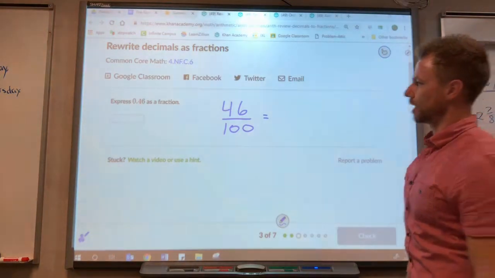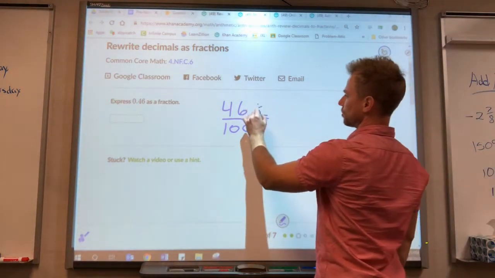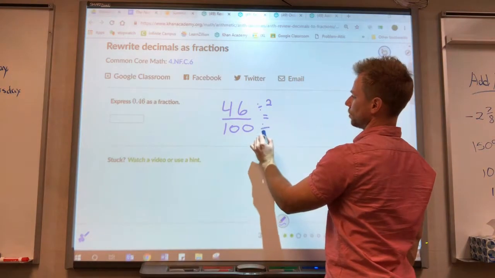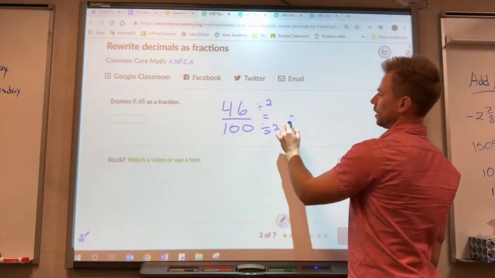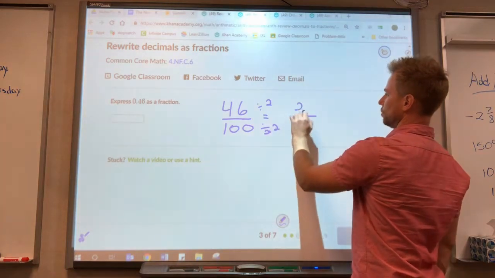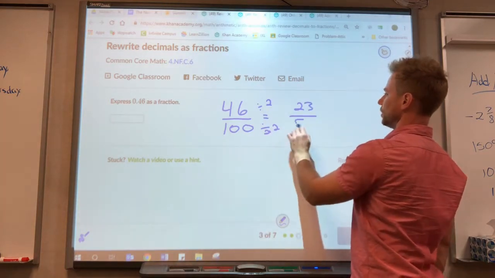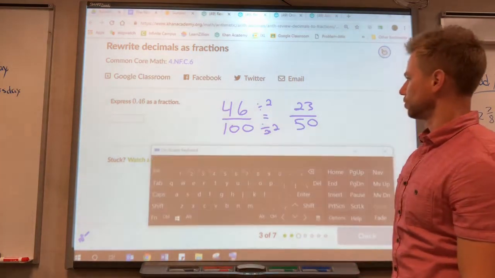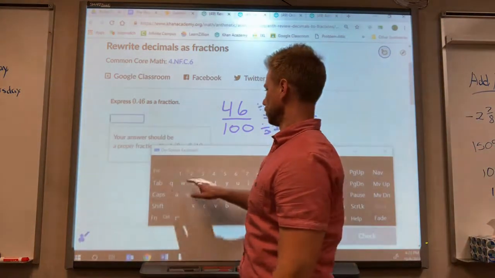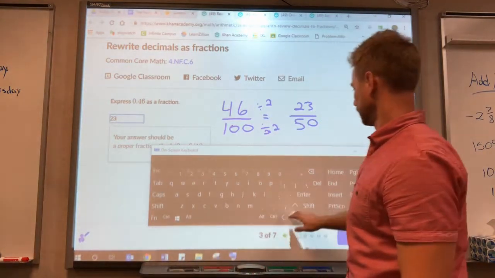Now we need to reduce that. I know for sure that 2 goes into both of those. So I divide by 2. 46 divided by 2 is 23. 100 divided by 2 is 50. And that is the most that I can reduce that. Nothing else goes into 23 and 50.